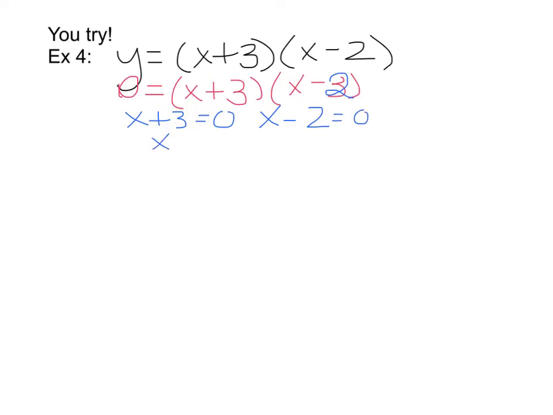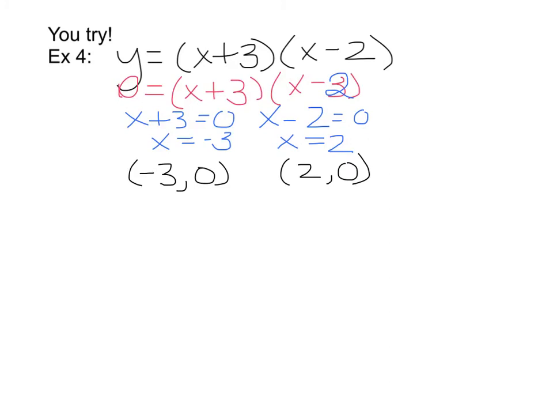To move positive 3 to the other side, we subtract it and we get negative 3. To move negative 2 to the other side, we add it and we get positive 2. Again, remember they're points on the graph, so the zeros are at negative 3, 0, and positive 2, 0.